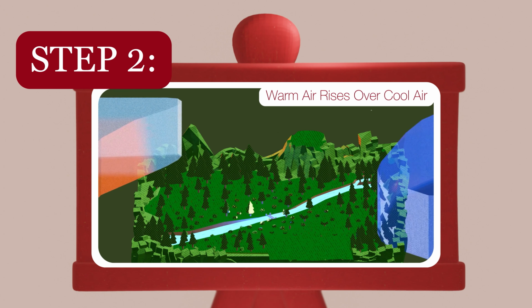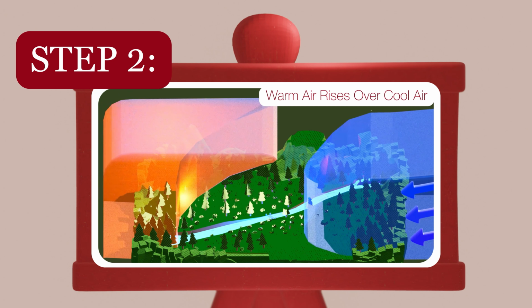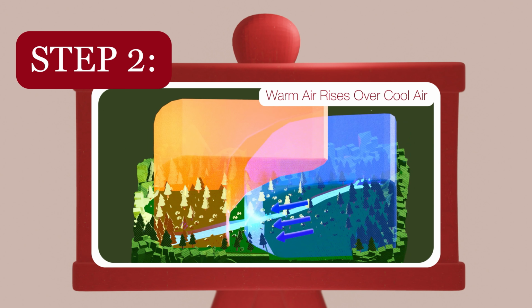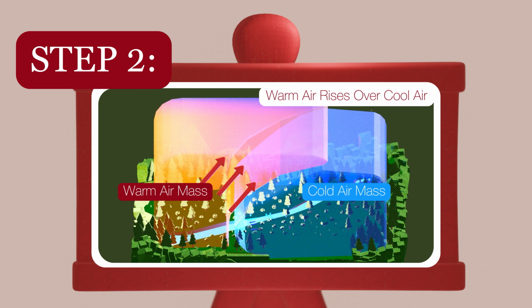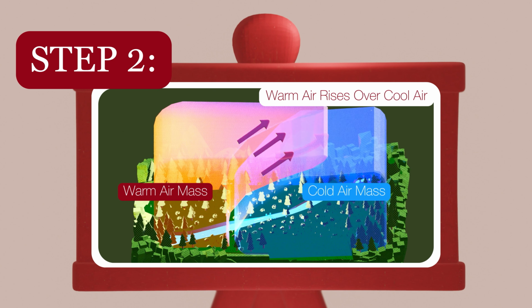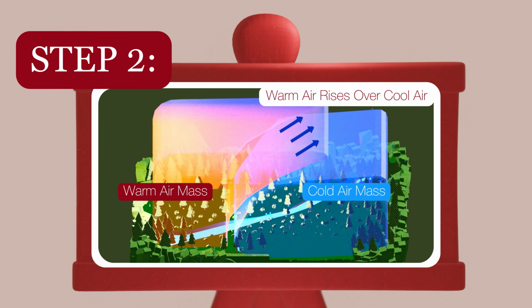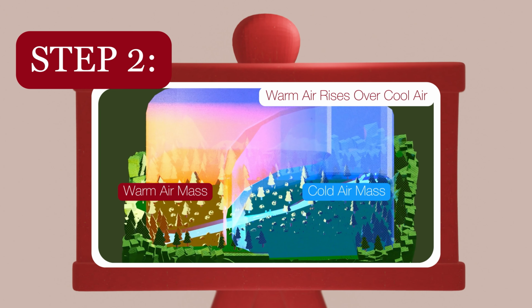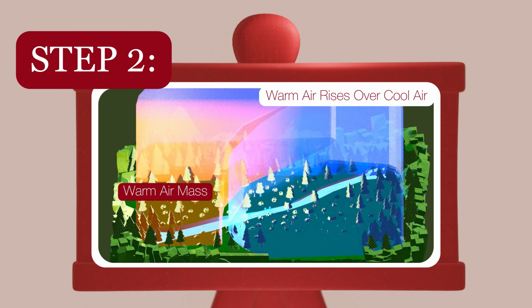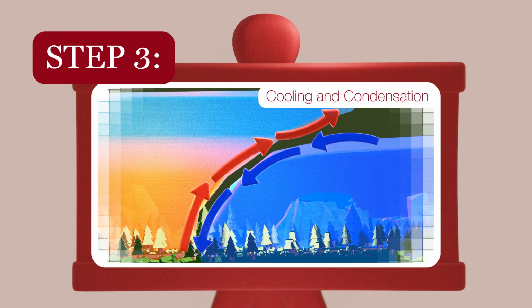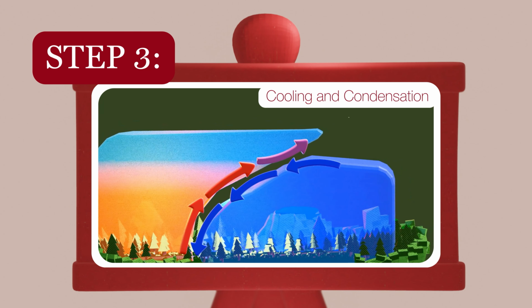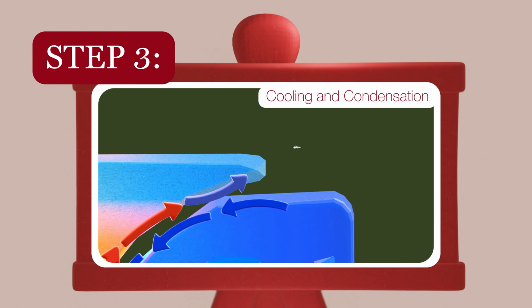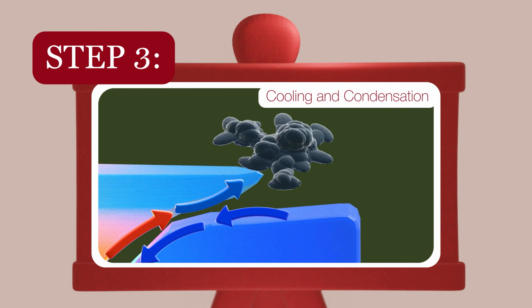Where they then meet is called the front, and this is where the rainfall occurs. Because warm air is lighter and less dense, it is forced to rise over the heavier, denser, cold air. As it rises, the warm air begins to cool down, and this is the process that sets off the rainfall. As the rising air cools, the water vapor condenses into tiny droplets, forming clouds.